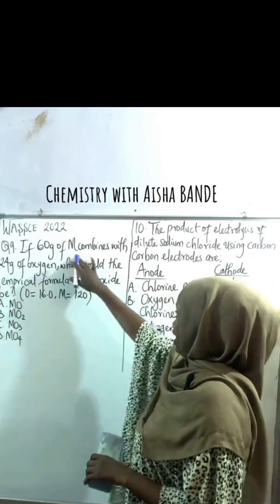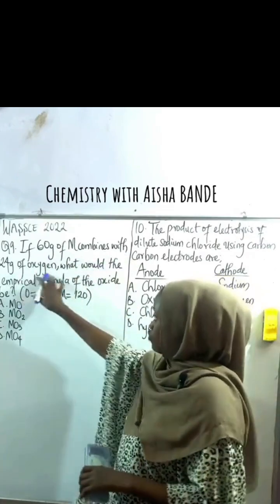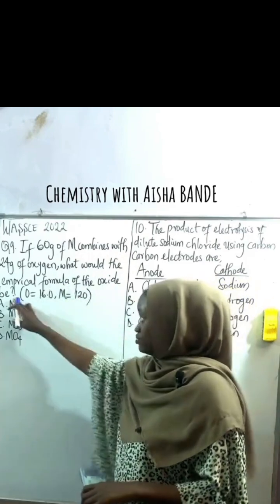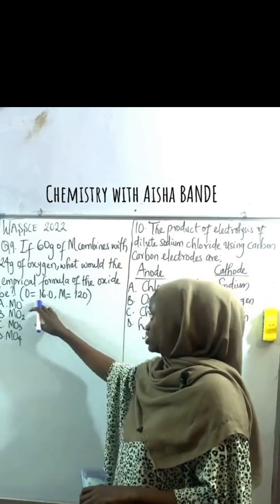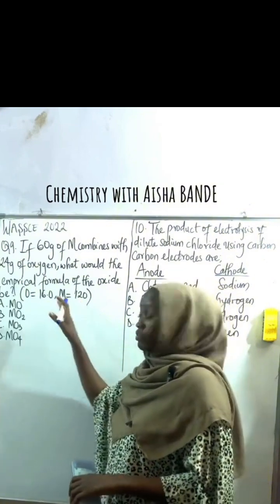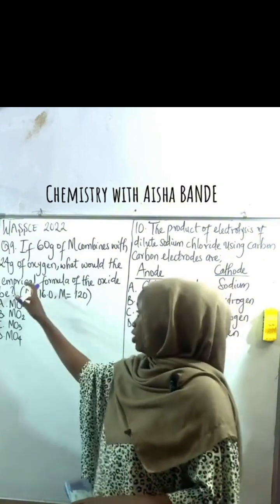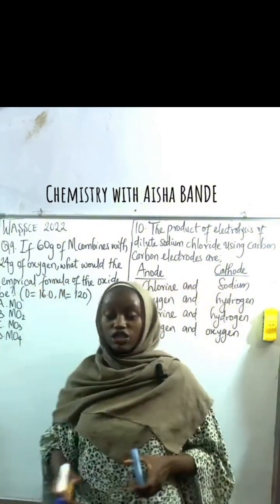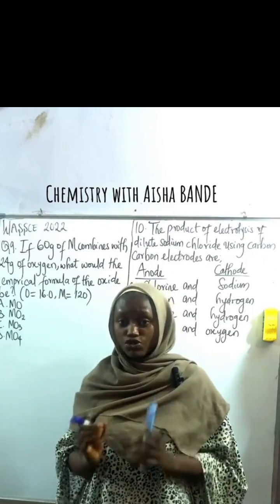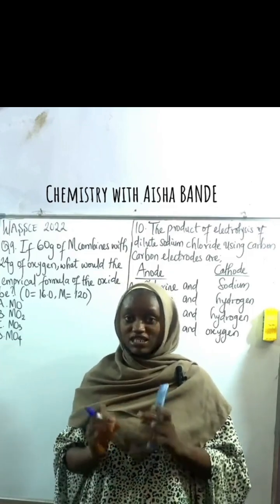If 60 grams of M combines with 24 grams of oxygen, what would the empirical formula of the oxide be, when the atomic mass of oxygen is 16 and that of M is 120? Before we begin, I would love to explain what we mean by empirical formula. The empirical formula of a compound is the simplest whole number ratio of elements in that compound.